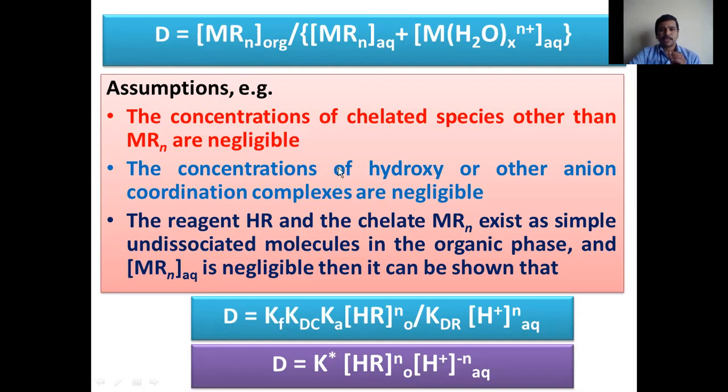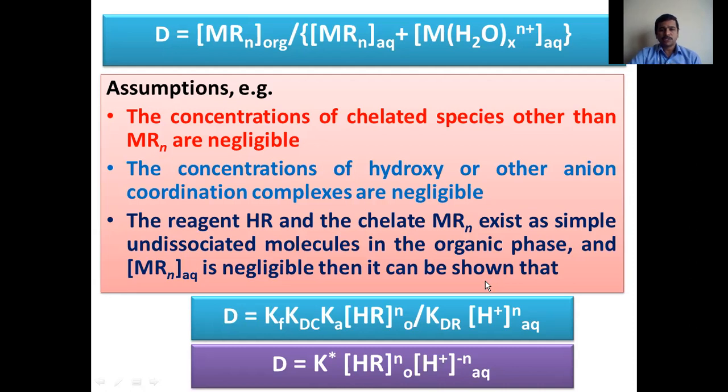When do we say the extraction efficiency is maximum? If the maximum amount of the analyte has been extracted into the organic phase, then only we will say the extraction efficiency is more. Therefore, in the organic phase, HR and MRN are present in the undissociated state, and in the aqueous layer, the concentration of MRN is very, very less.